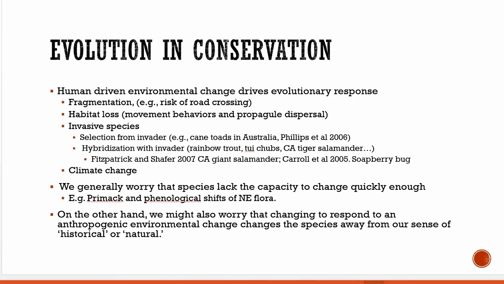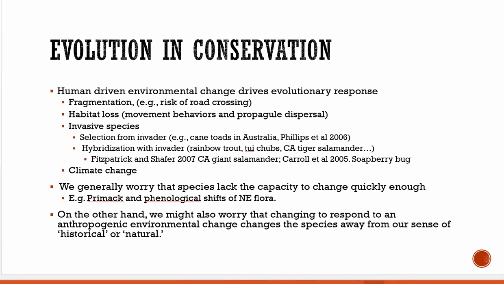But habitat loss also changes movement behaviors, or selects for certain types of movement behaviors or certain types of propagule dispersal that can move from patch to patch. And similarly, invasive species have been shown to drive evolution in native species. A great example is cane toads in Australia driving selection in their potential competitive species. And also we have cases where invading species themselves are hybridizing with native species. The tui chubs in deserts of California and Nevada, the rainbow trout in the Sierras, and California tiger salamanders are all local examples of these things, and there's been a pretty good literature on these.